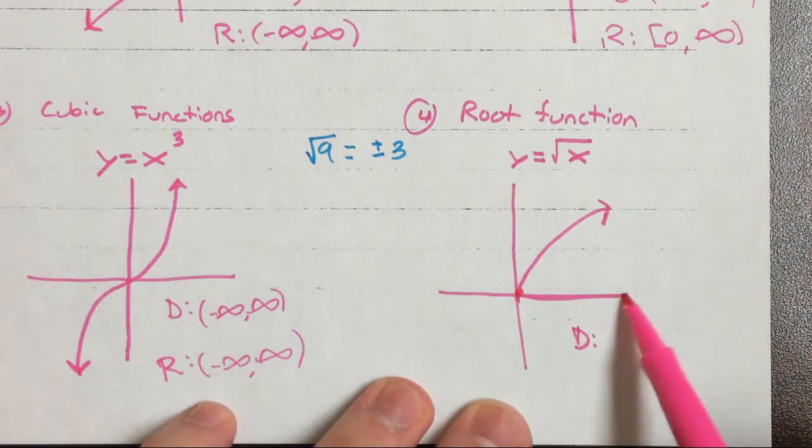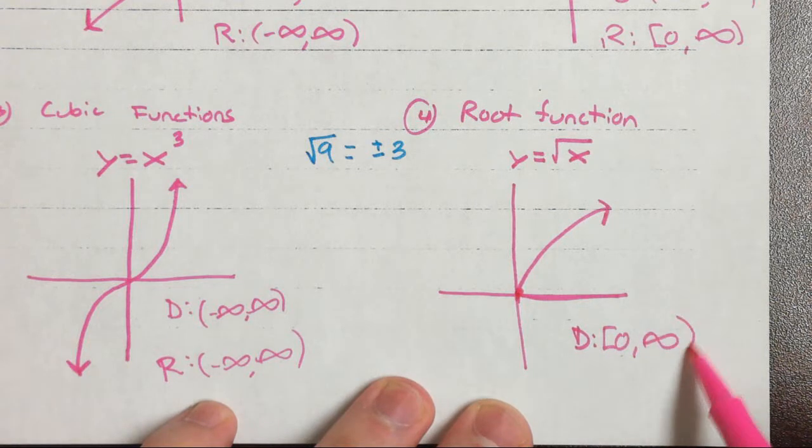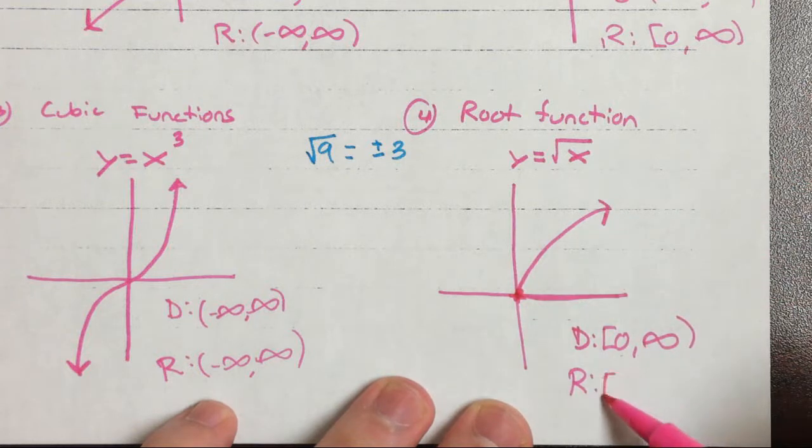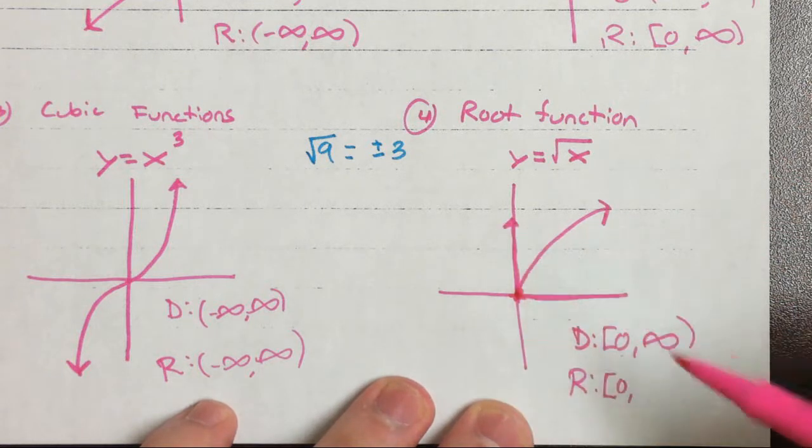0 to infinity. Correct. Good. And then the range? 0 to infinity. Same thing. Very good. So it starts at 0 and goes up.